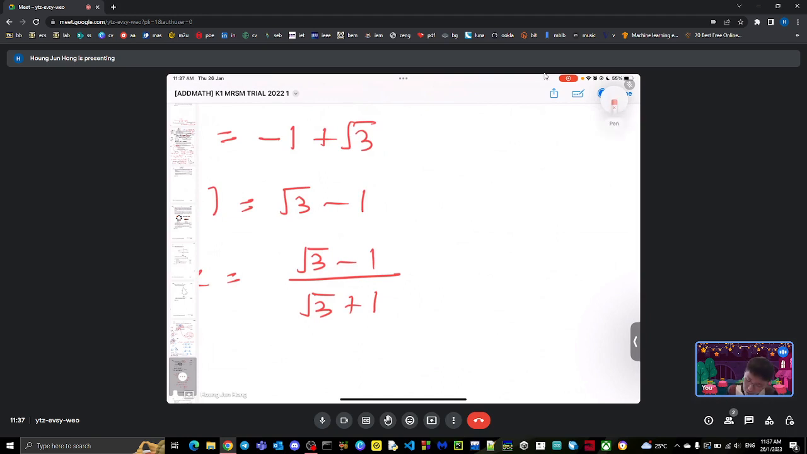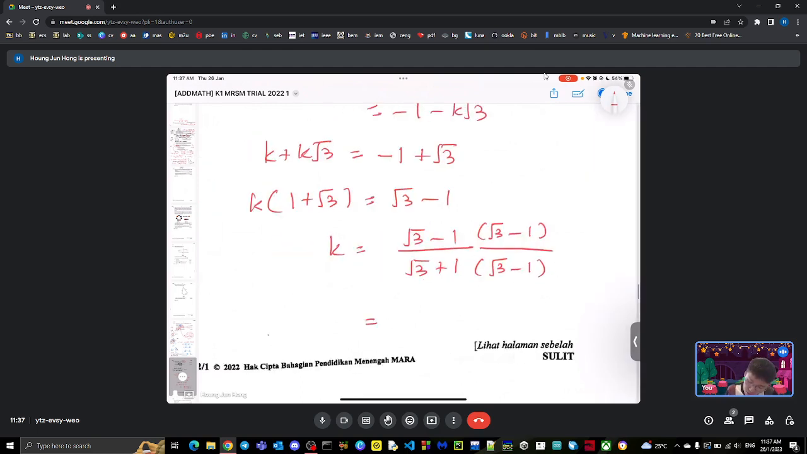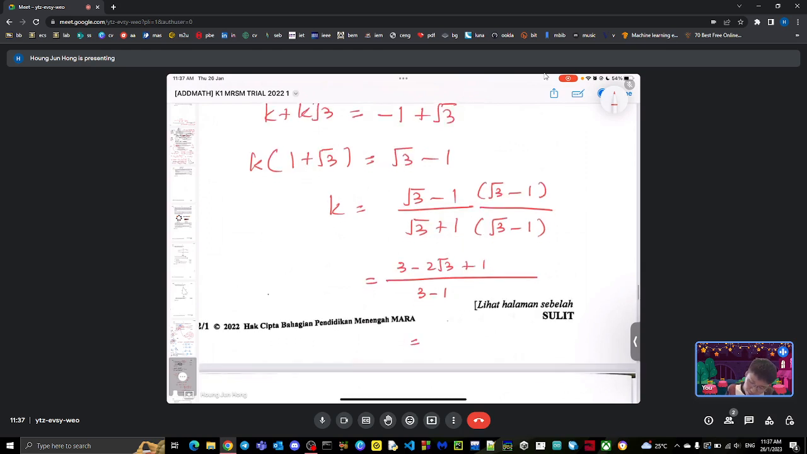So if this is root 3 plus 1, we look at the denominator. If this is root 3 plus 1, you have to multiply with root 3 minus 1. The same goes for the upper part, root 3 minus 1. So now do a little bit of math here. The denominator becomes 3 minus 1. The upper part becomes 3 minus 2 root 3 plus 1. So in the end, it becomes 4 minus 2 root 3 over 2, and simplified to become 2 minus root 3. Okay, that will be the final answer.